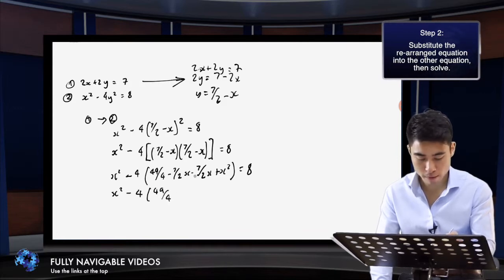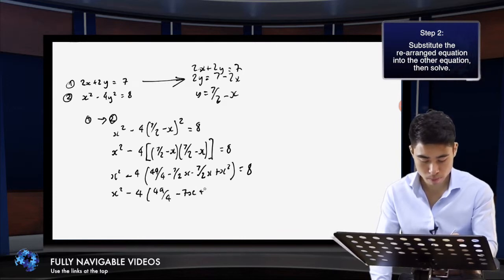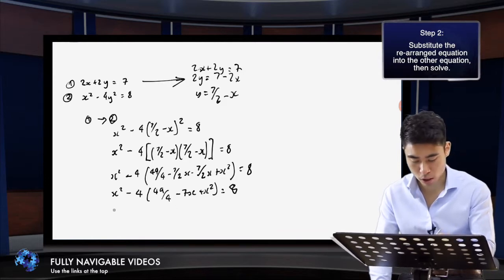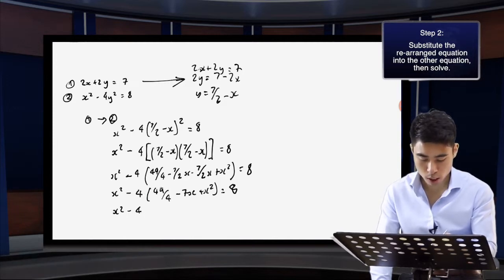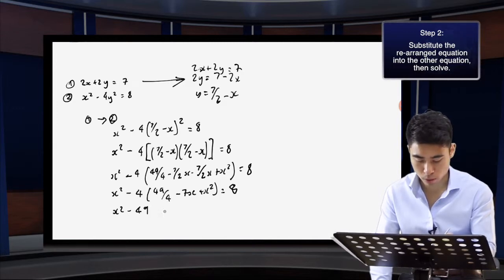So I got 7 over 2 x minus 7 over 2 x. That's just the same as minus 7x. Collect those two together, plus x squared, all equal to 8. Now I'm going to expand, so getting rid of that 4, what am I left with? 4 times 49 over 4. Essentially this one cancels with this one, so leaves me with minus 49.